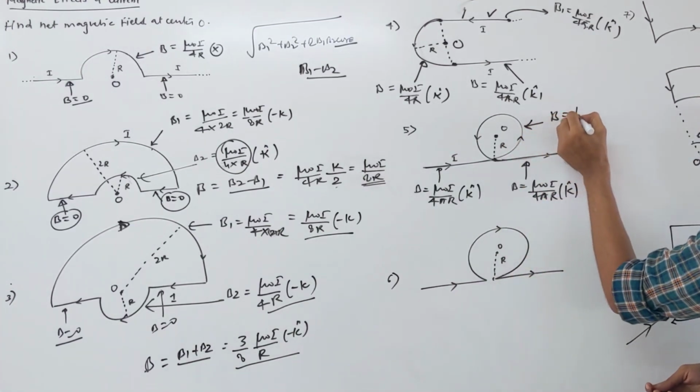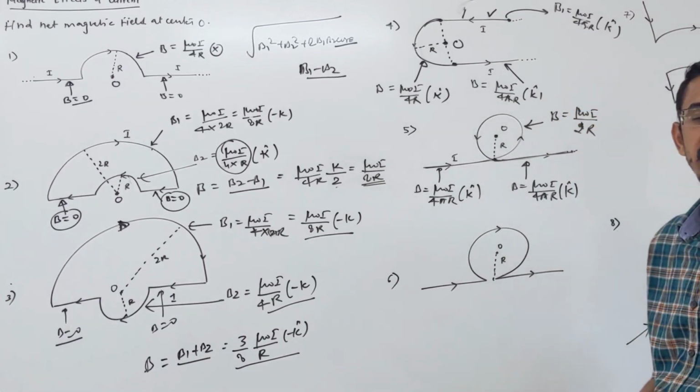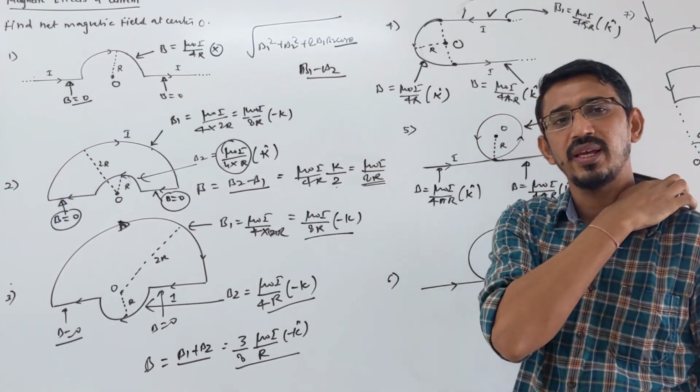So it's a full ring, so mu naught I upon 2r. I'm making a mistake every time I say ring. You should not say ring. Ring is not a proper word. Always say loop or coil.